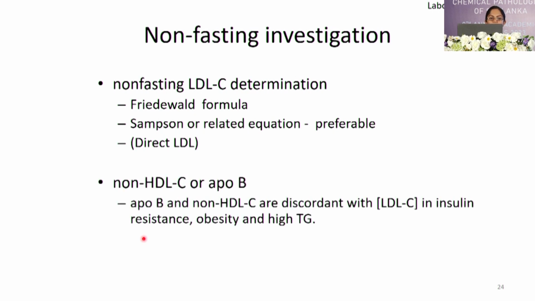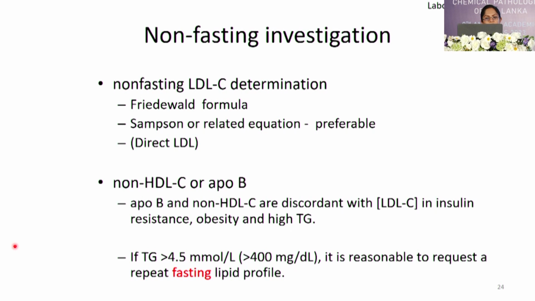Non-HDL cholesterol is when we take total cholesterol level and we subtract the HDL cholesterol levels. So it doesn't need fasting, because both total cholesterol levels and HDL cholesterol levels do not depend on fasting. So we can easily do the non-HDL cholesterol levels, and also the ApoB levels. ApoB is the apolipoprotein which is in bad cholesterol. And if the non-fasting triglyceride levels are more than 400, you have to proceed with the fasting lipid profile.